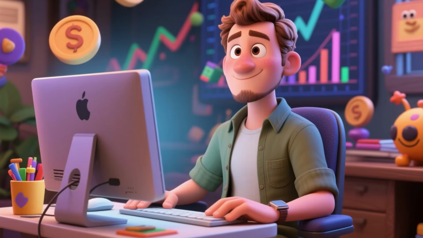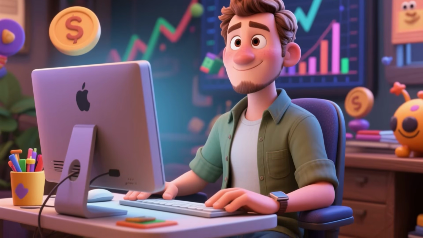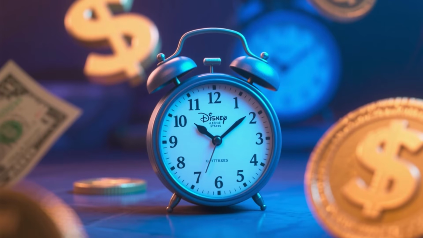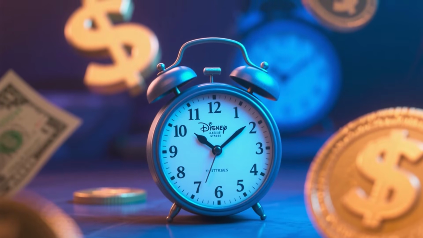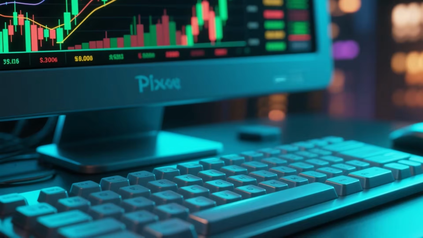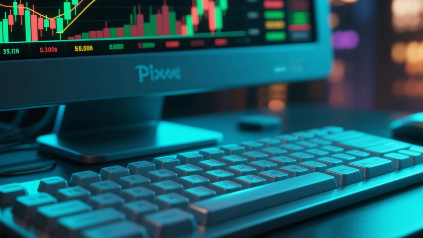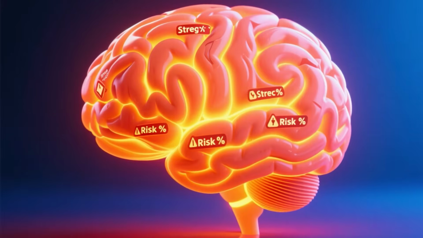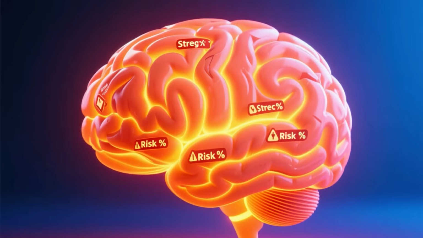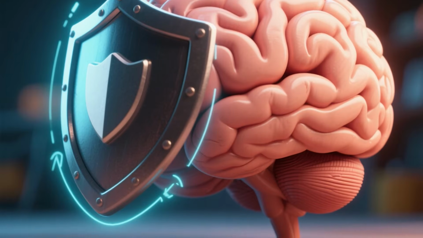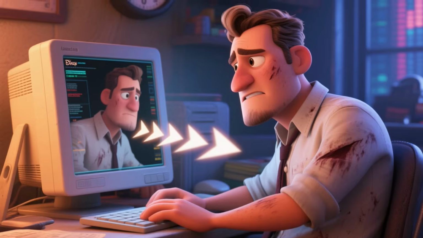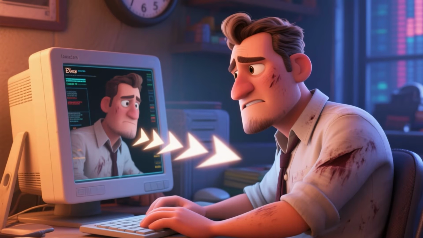Reason 1. In backtesting, there's nothing to lose. No real money, no stress, no time pressure. You can replay an entire month of price action in just a few hours. But in live trading, every tick feels real. Your money, your emotions, your time. When your brain senses real risk, it goes into protection mode. That's when you start entering late, exiting early, or hesitating when you shouldn't. It's not the system failing, it's your psychology reacting.